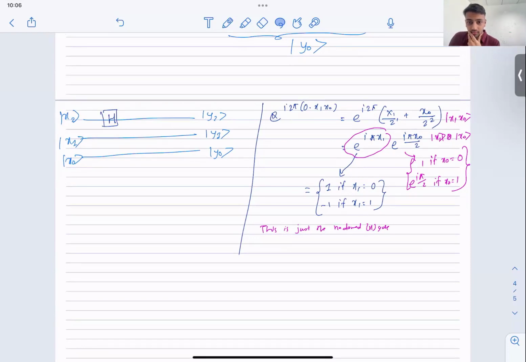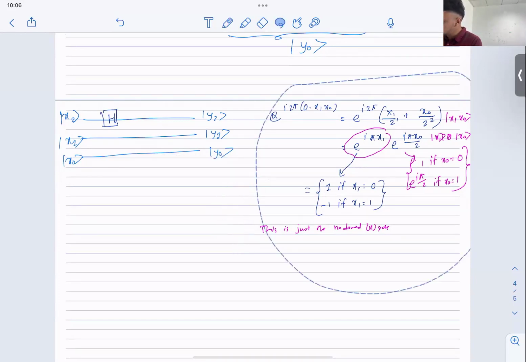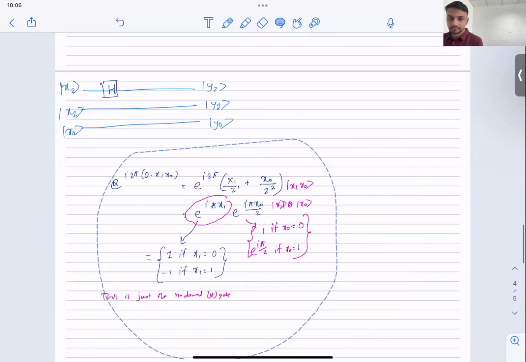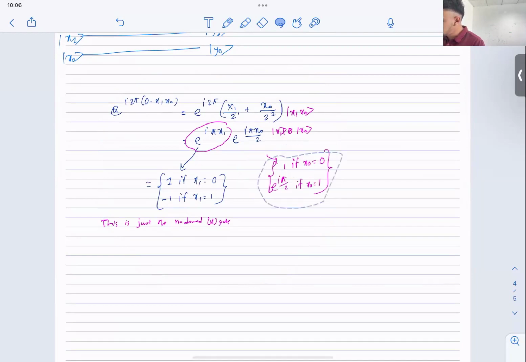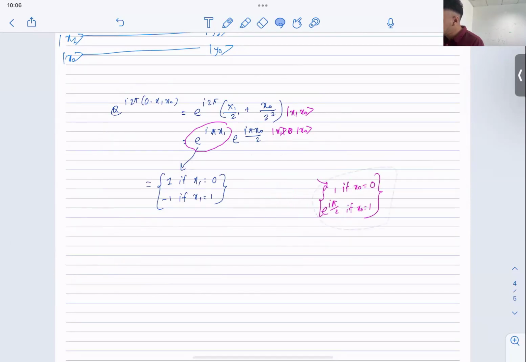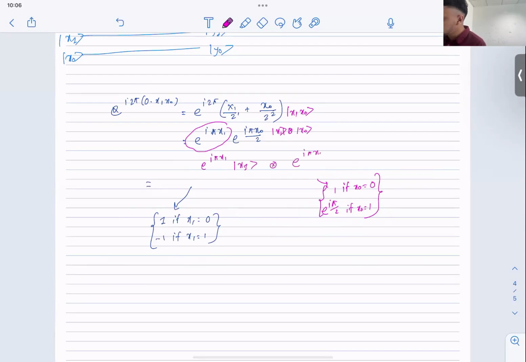So okay, let me rewrite this because I'm messing up. Let me rewrite this down here. Okay, so I separated these two different phases. Maybe let's make a little diagram where I have the first state and the phase. So let me write this down as e to the i x1 tensor e to the i pi x0 over 2, x0.